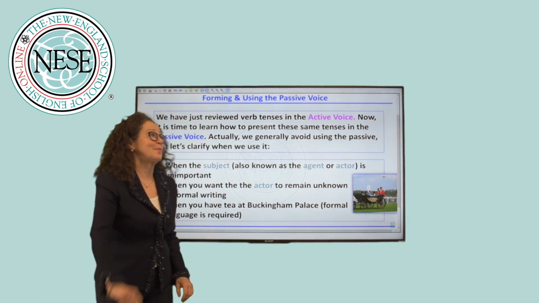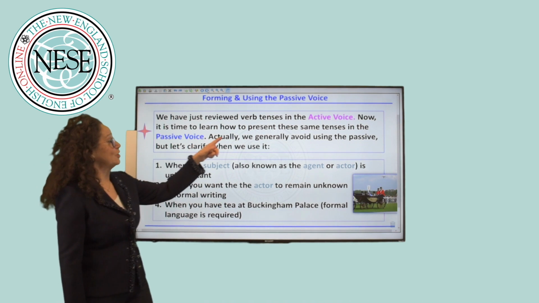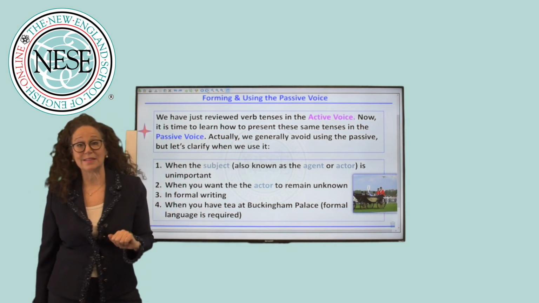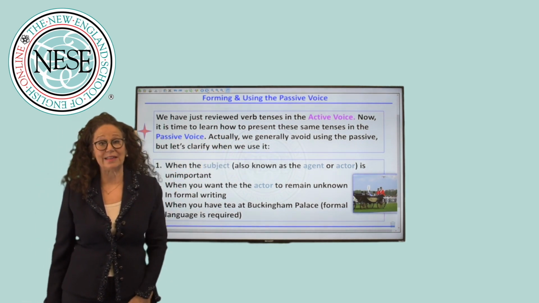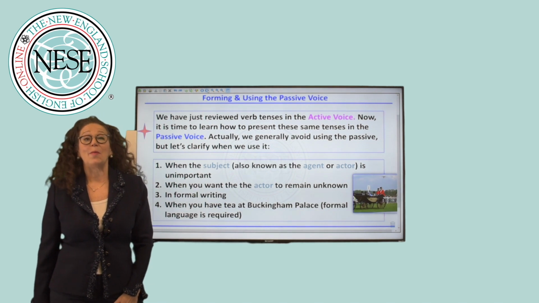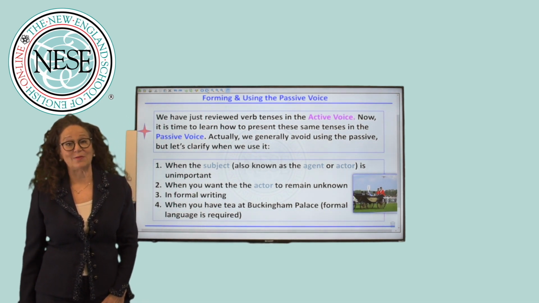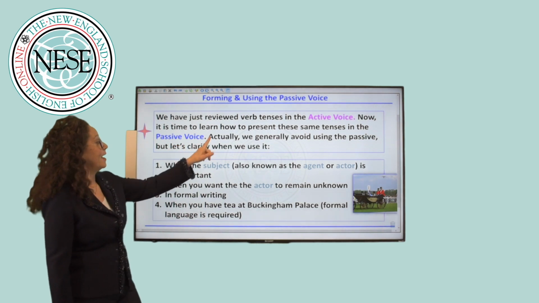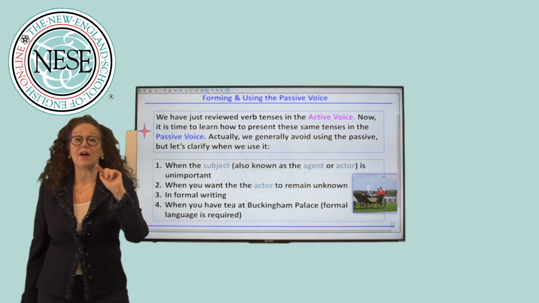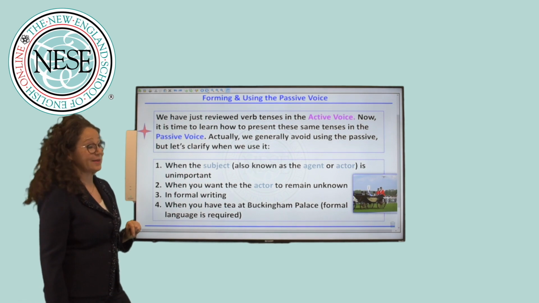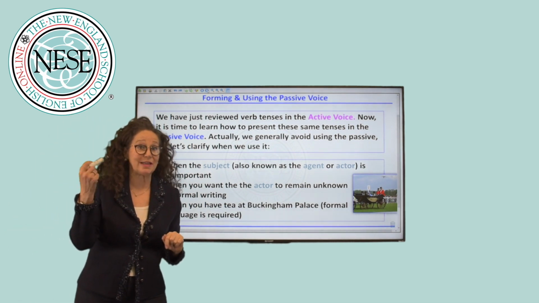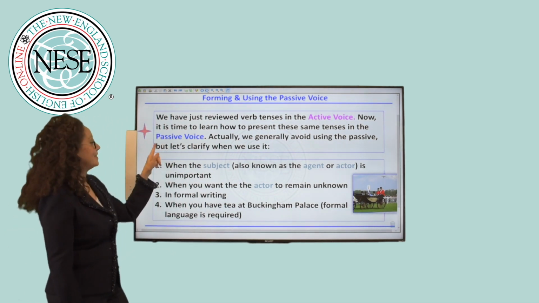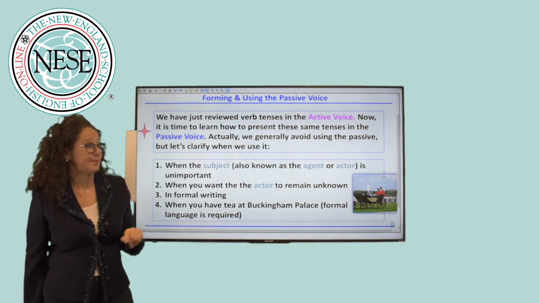Now it's time to learn how to present these same tenses. So we're going to go through every tense again, but we're going to do it in the passive voice. Actually, we generally avoid using the passive voice, just what I said. But let's clarify when we use it.